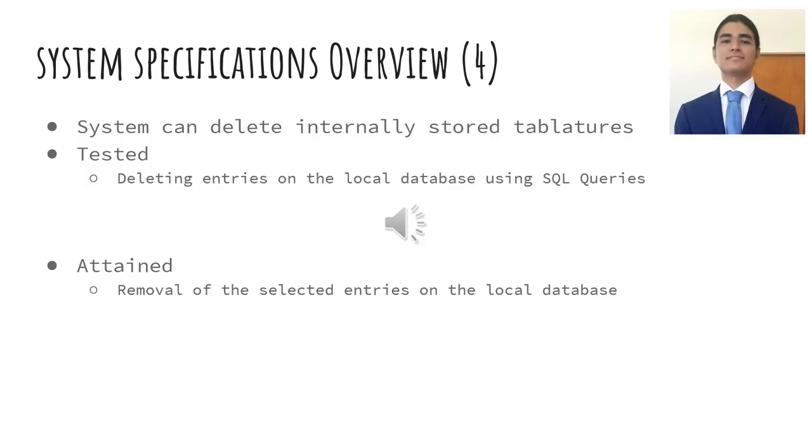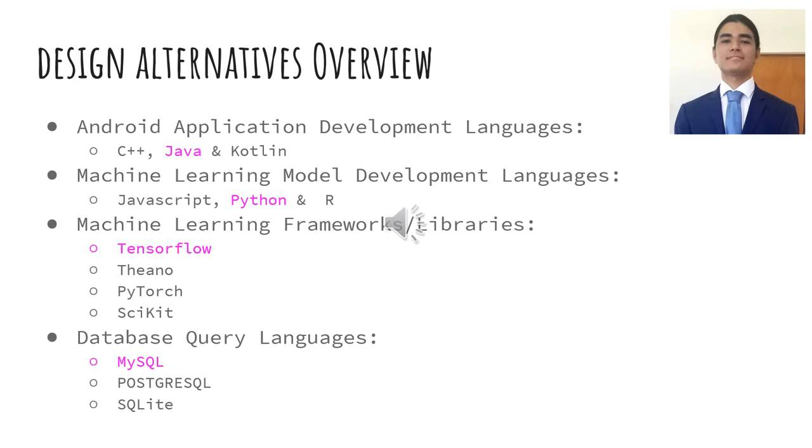on the local database. For the design alternatives overview, we have Java as our Android application development language because all of the APIs and documentation were written in Java, and we believe all of the best functions are in Java that will help us the most.